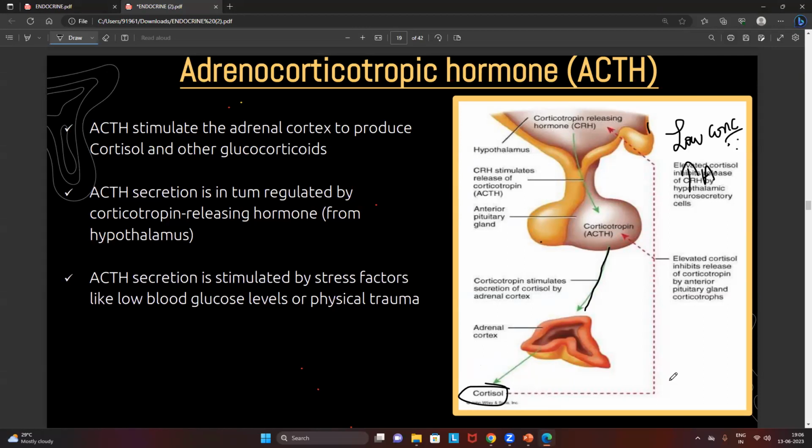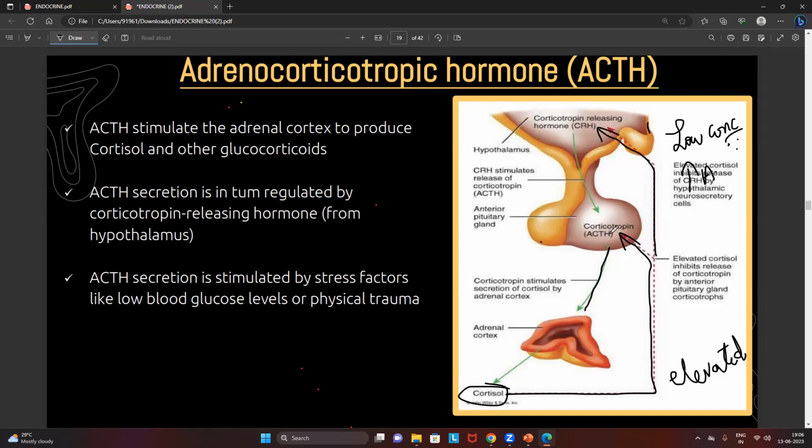So friends, listen to my words. Elevated levels of cortisol. What do you mean by that? Excessive levels of cortisol automatically send a signal. Where is the signal moving? The first signal moves to the anterior pituitary gland and the second signal moves to the hypothalamus directly.